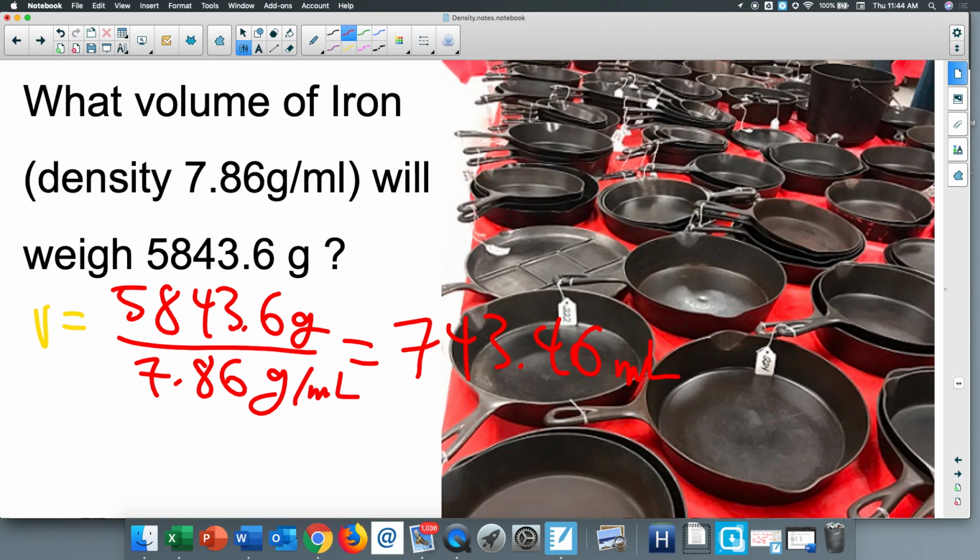Julia, how many sig figs should I have in my final answer? Three. Nathan, what should my final answer be? 743 milliliters. We have three sig figs.